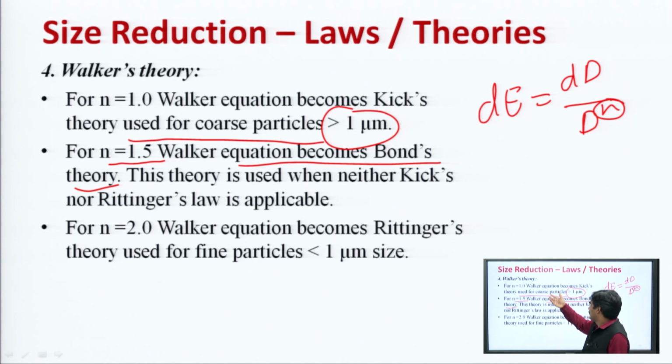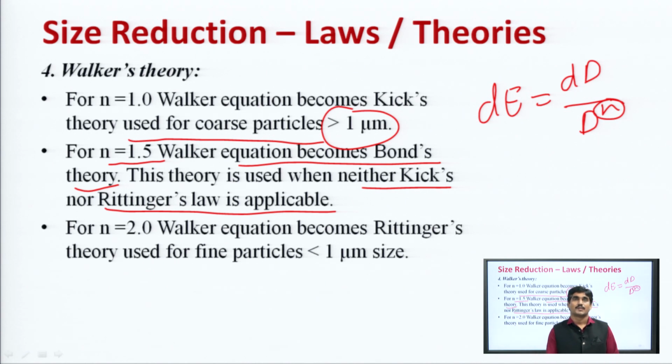This theory is used when neither Kick's nor Rittinger's law is applicable. That means Bond's theory can be used if Kick's theory or Rittinger's theory is not applicable. In those cases, Bond's theory can be applied. If the value of n is equal to 1.5, then Walker's equation changes to Bond's theory.